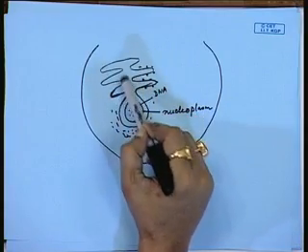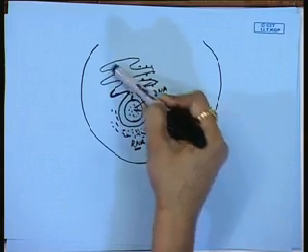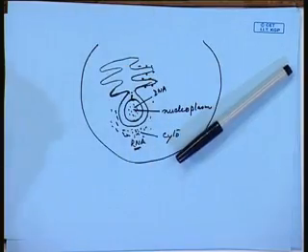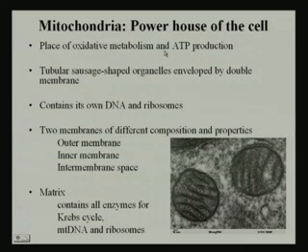That means, what is the major function of these Golgi bodies? The protein which is synthesized by the endoplasmic reticulum comes and gets transported to the Golgi apparatus, and this particular organelle helps in transportation of this protein and lipid.